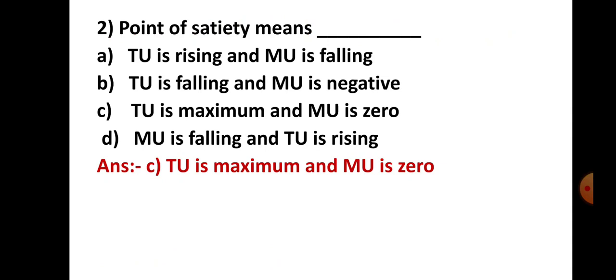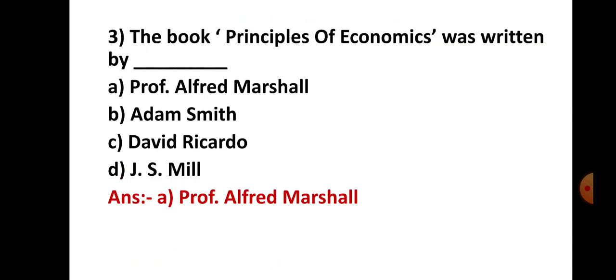All of you know point of satiety means maximum satisfaction of the consumer, and consumer gets maximum satisfaction when TU is maximum and MU becomes 0. So here correct answer is option number C, TU is maximum and MU is 0. Now let us see next example.